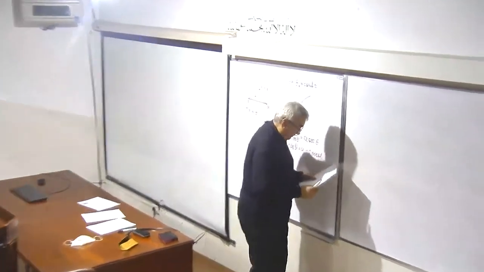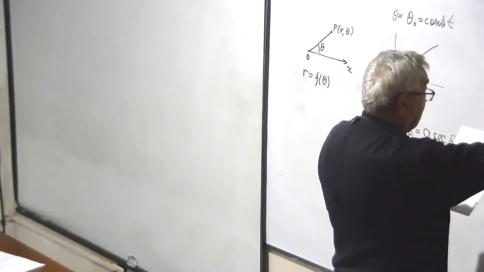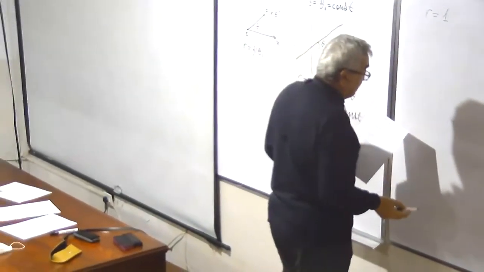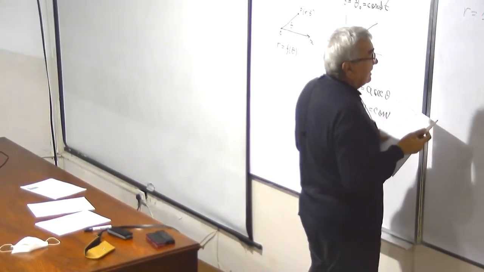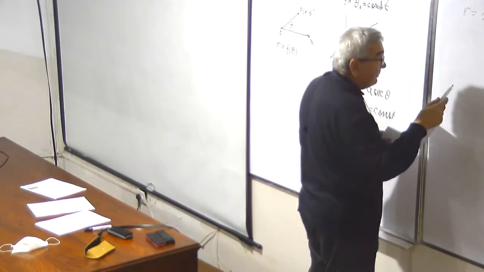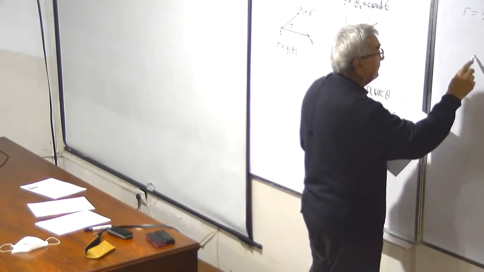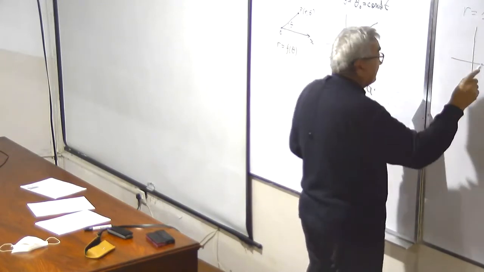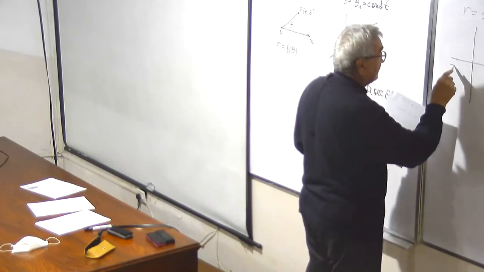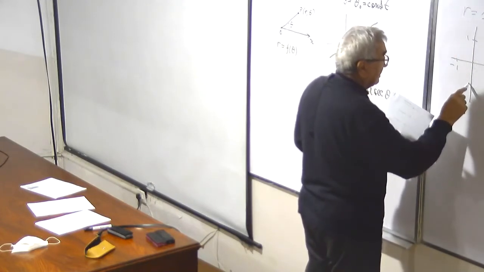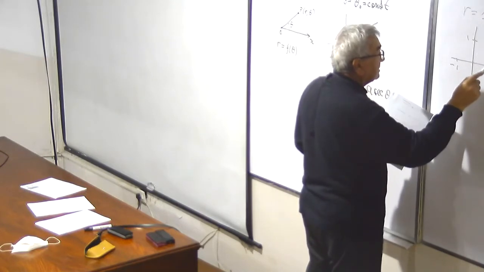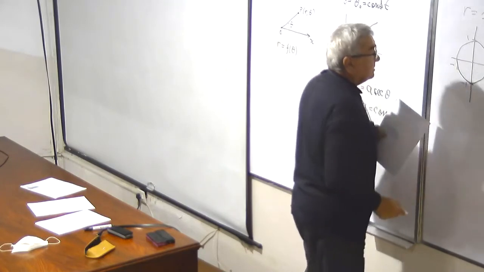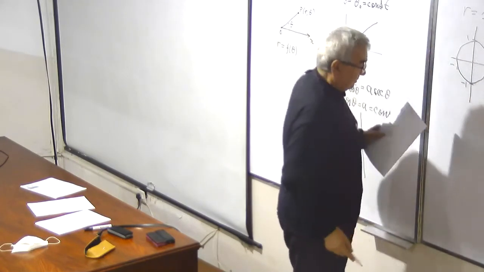Other graphs we can present: let us take r equal to 1. That means the distance to the point of the curve is always equal to 1. If we plot this graph, here is 1, here is minus 1, here is 1, here is minus 1. We receive a circle. This is a circle, r equal to 1.